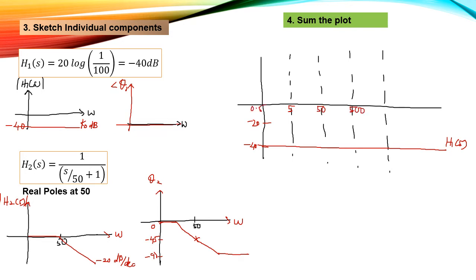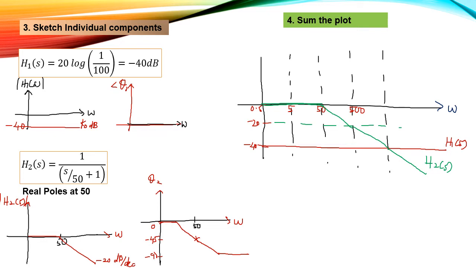Here is 0.5. It's 0 until 50, and then decreases by 20 dB per decade. So 20 dB for the first decade, second one, and so on. This is your H2(s) line. Next, sum them up. To sum them up, you need to look at the reference line. The first reference line is at zero, and then you total the lines by decade.